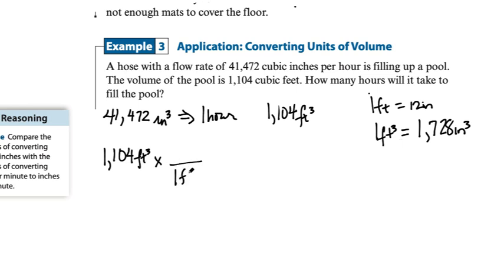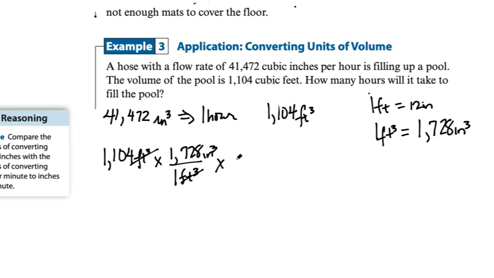So I'm going to put 1 cubic foot at the bottom, and I'm going to put 1,728 inches cubed at the top. This is just a fancy number 1. I'm not changing the value. So then when I do my cancellation, I'm going to get a really large number here. But I'm not going to stop there, because after I change this, it's going to be changed into inches.